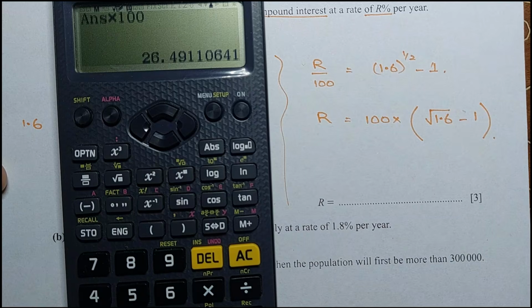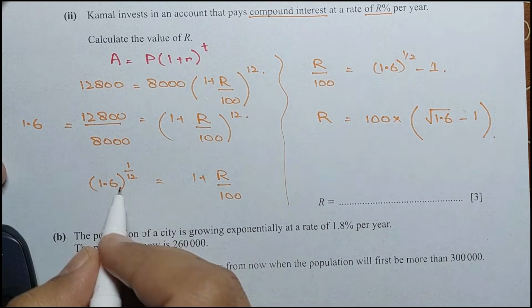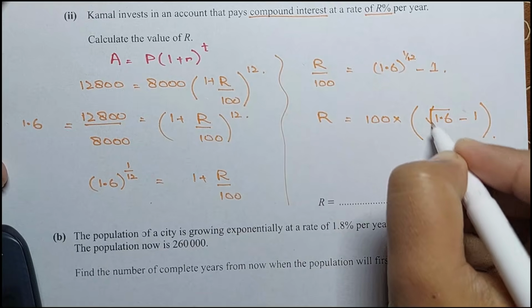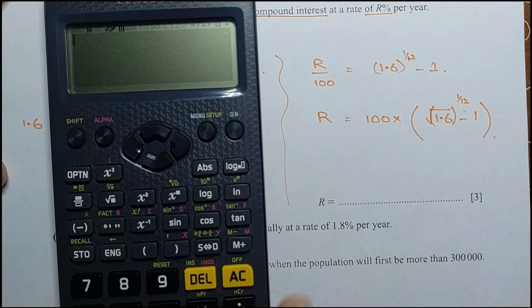Sorry, I messed up. It's not 2, it's 12. So the power is 1 by 12. My bad. I was also thinking why it's a square root. Okay, so 1.6 to the power 1 over 12, subtract 1, times 100.